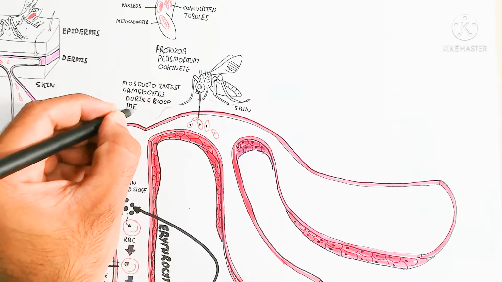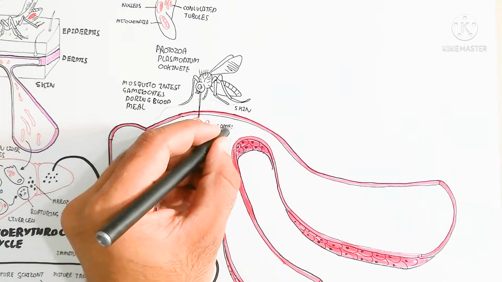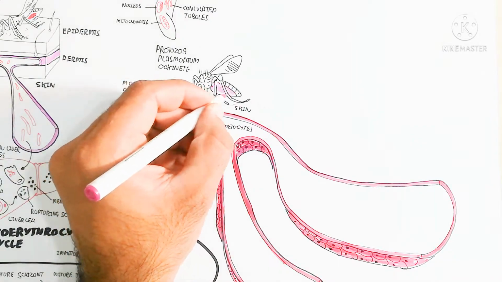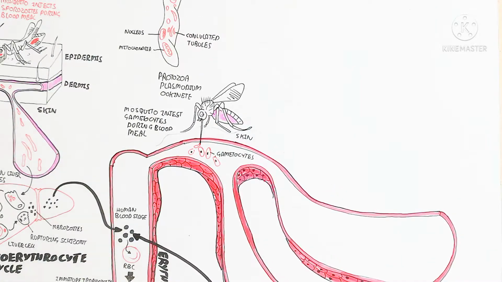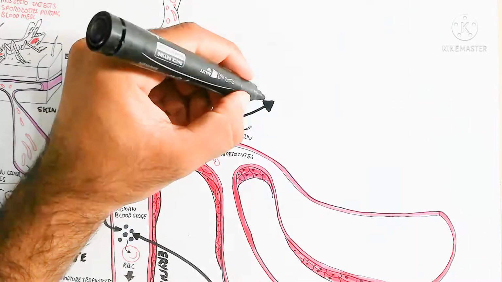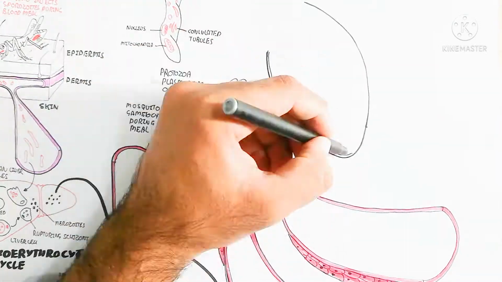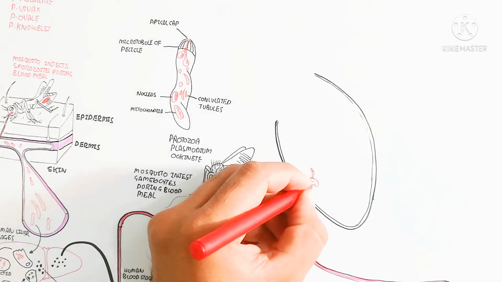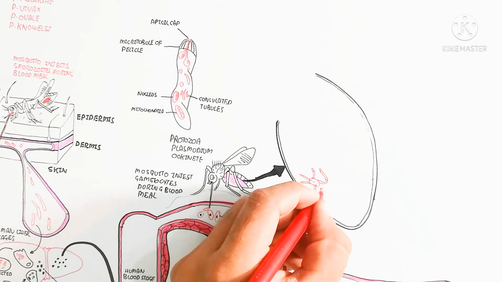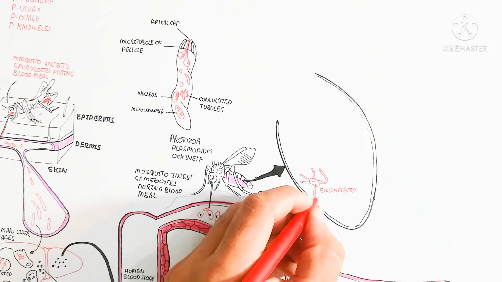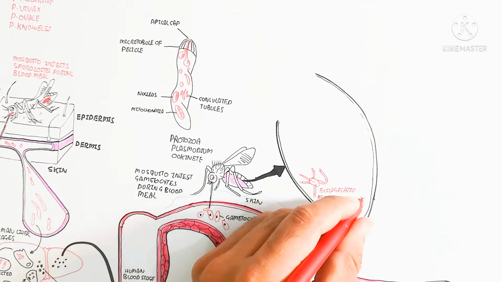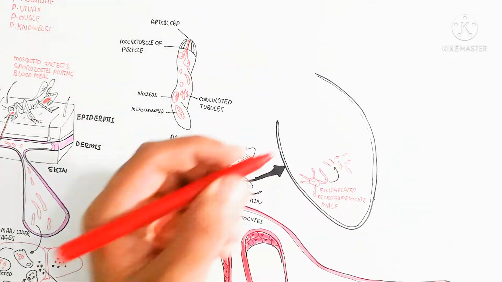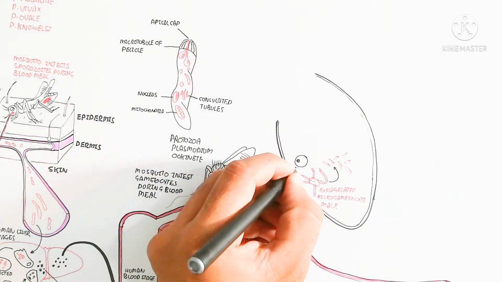So here is the ingestion of the gametocytes that are present in the red blood cell. The mosquito ingests gametocytes during the blood meal, and in this way the ingested gametocytes will move into the digestive tract of the Anopheles mosquito. So this is the digestive tract. In this way the sporogonic cycle will occur. This is the fourth cycle, basically the sporozoite cycle, or sporogonic cycle.